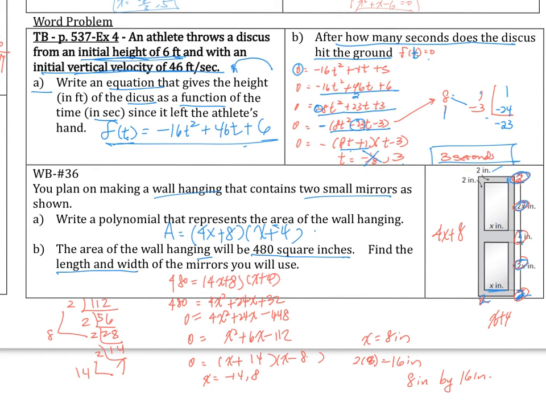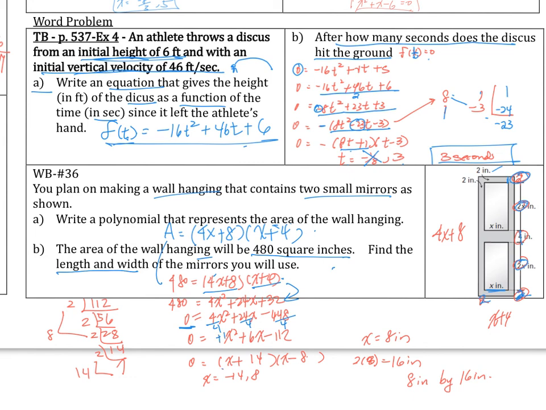So part B, it says the area of the wall hanging will be 480 square inches. Find the length and width of the mirrors you will use. So basically you substitute 480 in for A, and then you would have to rewrite the entire equation so that it's equal to 0. If you look at the work here, I used the FOIL method to expand these two factors. And then I divided by 4 to make my equation simpler. So now that I have a coefficient of 1, it's easier to work with.